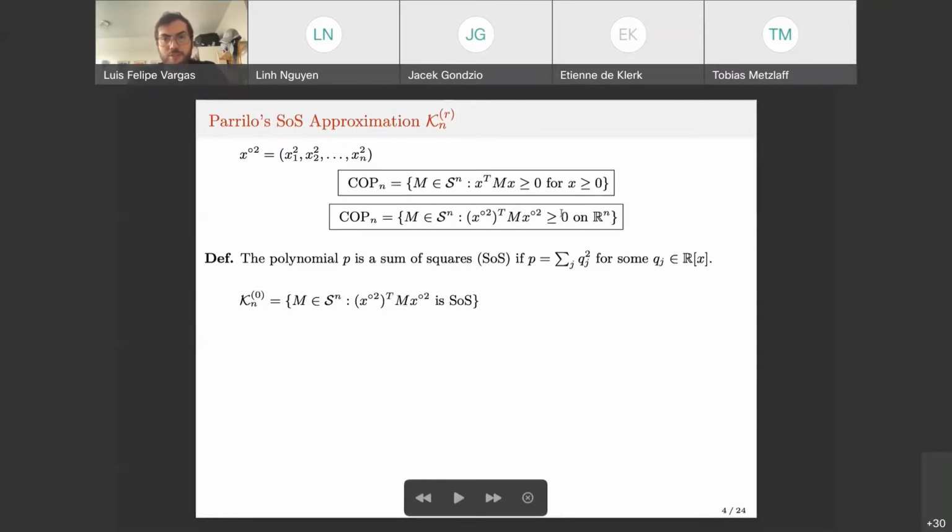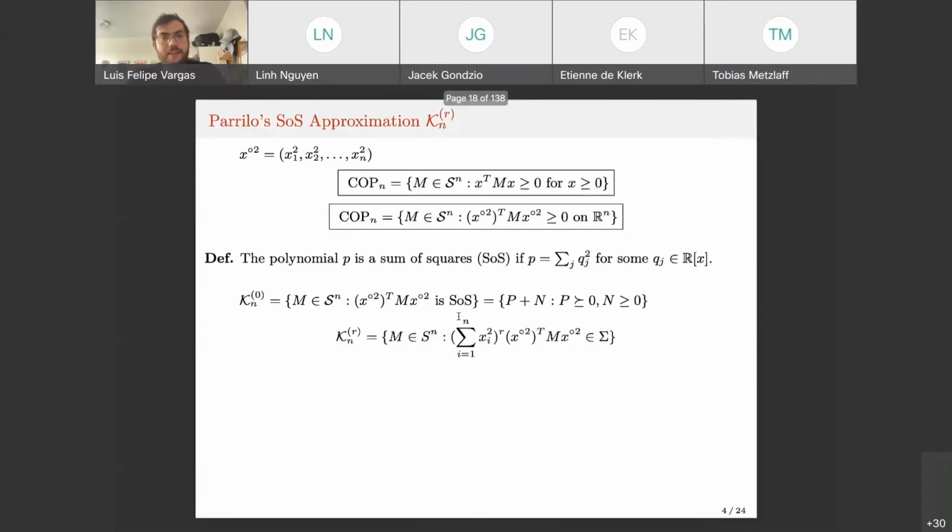So not non-negative, but sum of squares. And indeed, he proved that it's equal to the cone SPN, so positive semi-definite plus non-negative. And he defined the cones K_n^r, the set of symmetric matrices M such that this polynomial is a sum of squares. So the first part is the associated polynomial, x squared transpose M x squared.